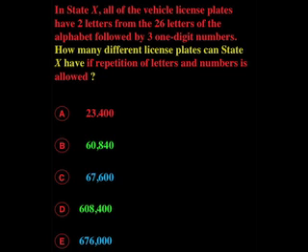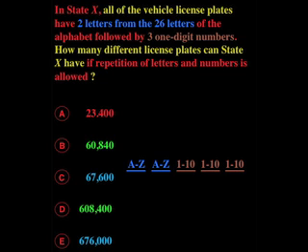We're being asked how many different license plates can state X have. And at the top they tell us about all of the vehicle license plates. They tell us that the two letters are from the 26 letters of the alphabet, and then three one-digit numbers. So we have a possibility of 5 characters. The first two are letters, and the last three are one-digit numbers. So the first two are from A to Z, and the last three are from 0 to 9, because remember, 0 is a one-digit number.